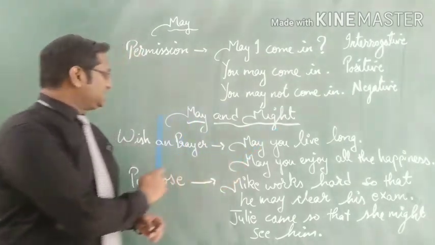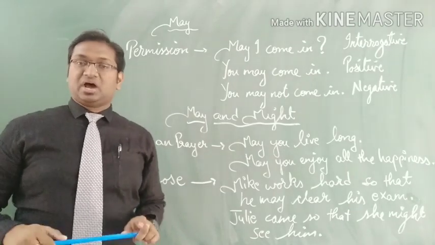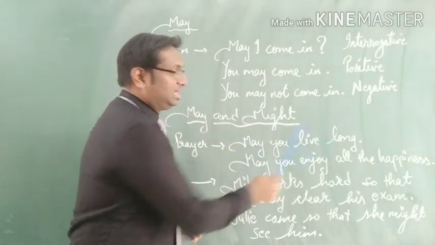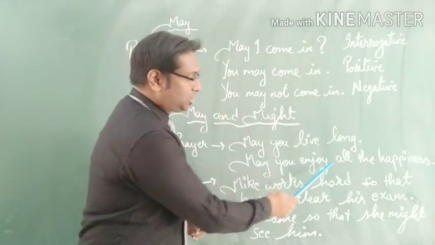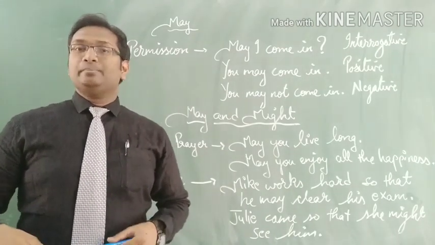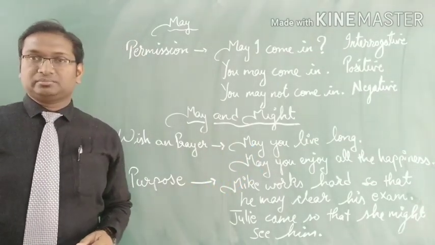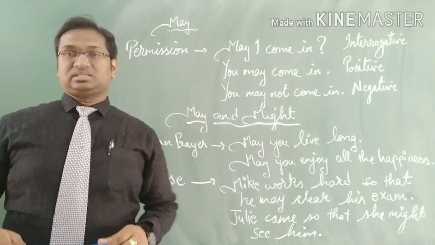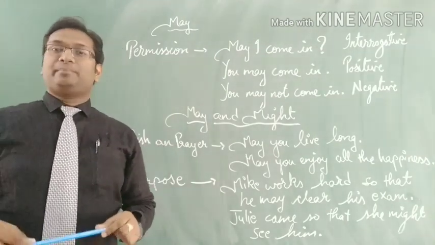Next, may and might for wish, prayer and for purpose. Now first we are going to see wish. May you live long. And second is may you enjoy all the happiness. Now this is the wish or prayer. So for that we are going to use may. Might we always use for past. In most of the cases we use might for past.